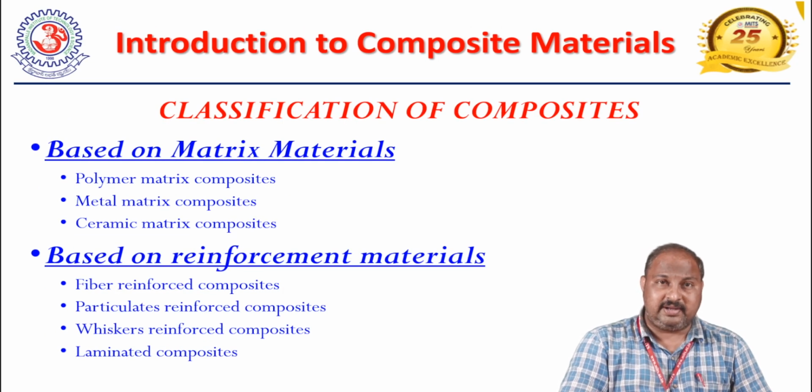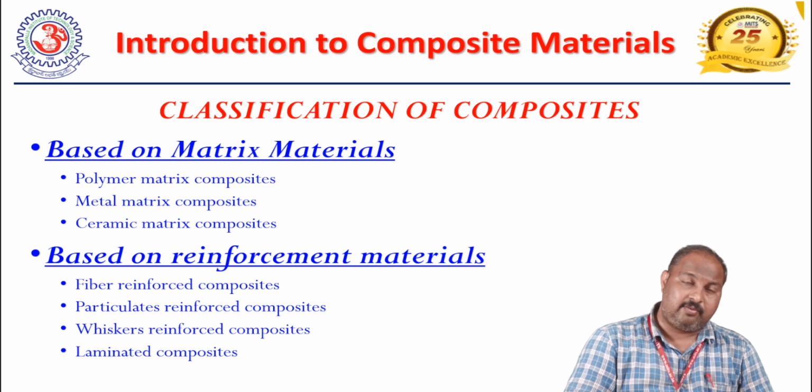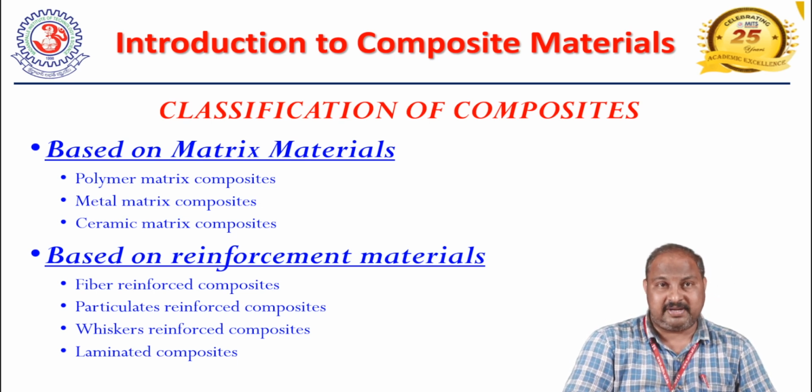Next we go ahead with the classifications of composite materials. Based on the matrix material, we classify composite materials as polymer matrix composites, metal matrix composites, and ceramic matrix composites. Based on the reinforcement materials, we classify them as fiber reinforced composites, particle reinforced composites, viscous reinforced composites, and laminated reinforced composites.